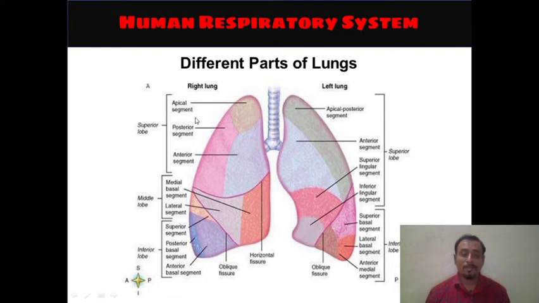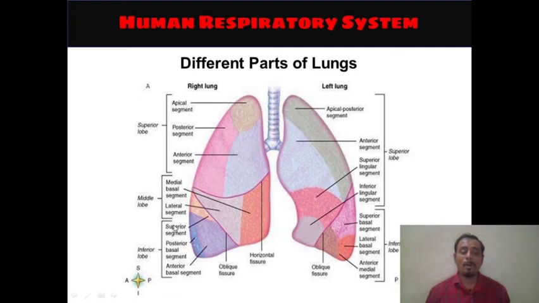First, the upper segment of the superior lobe is the apical segment. The second segment of the superior lobe, or upper lobe, is the posterior segment. The third segment of the superior lobe is the anterior segment. Then in the middle lobe, there are two segments, the medial basal segment and the lateral segment.